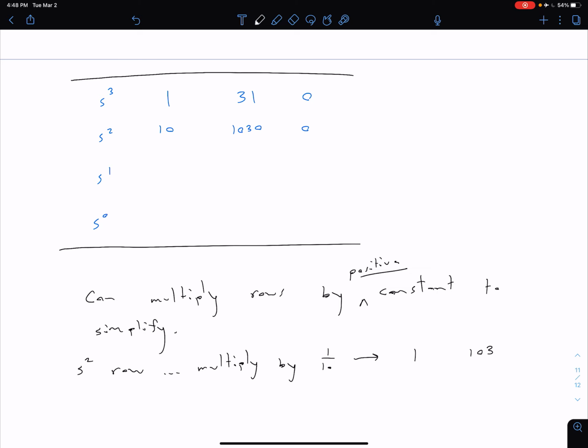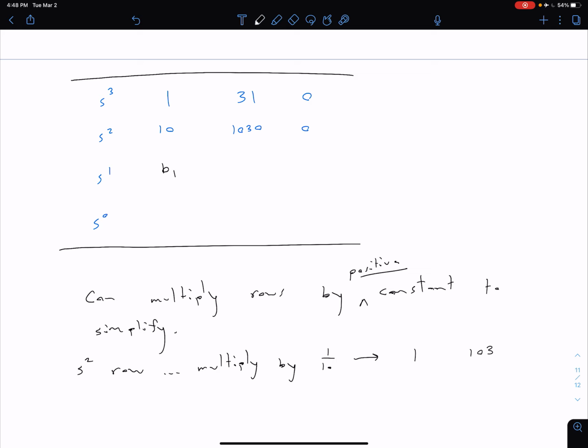To be consistent with the notes that I have posted on Canvas, I'm going to leave our s squared row as we see here, but you could go through and work it with 1 and 103 and confirm that we get the same thing. Okay, so our blue values are what we populated from our general transfer function. So now we need to figure out the remaining entries.